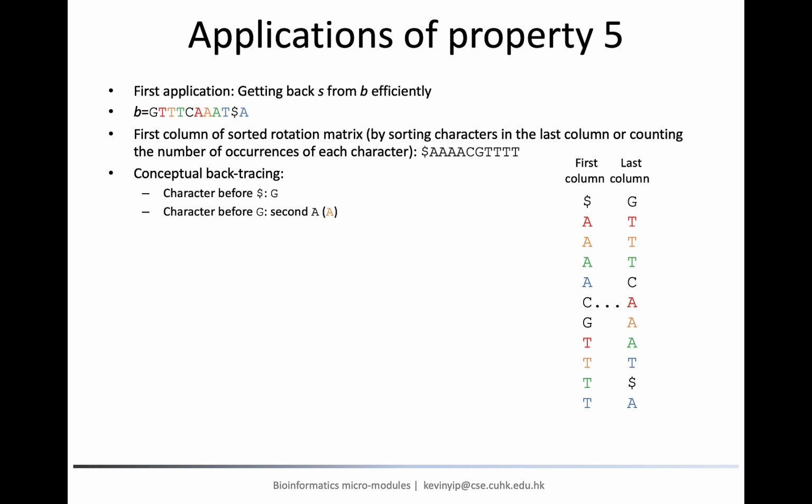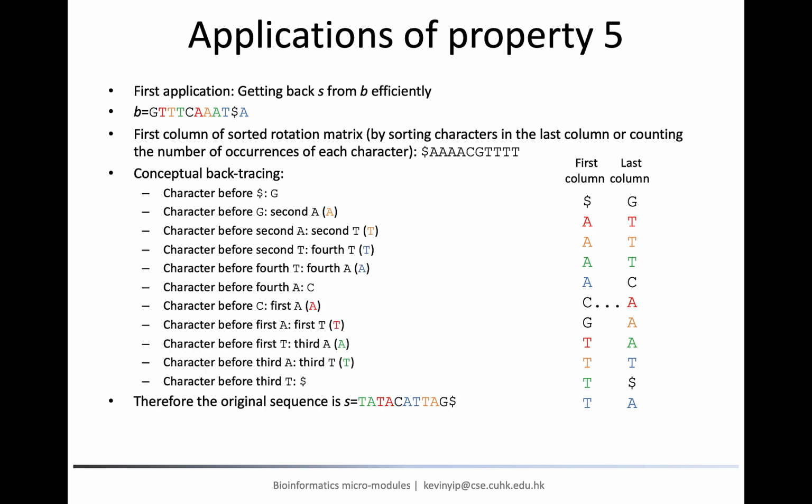In addition, we know that it is not just any A, but the orange A, and therefore we next ask what character precedes this orange A in sequence S. Since in the first column of the sorted rotation matrix, the orange A is in the third row, we look at the last column of that row and find the orange T there, which means the character right before the orange A in S is the orange T. By repeating this backtracing process, we can finally obtain the whole sequence S back from B without reconstructing the whole sorted rotation matrix.